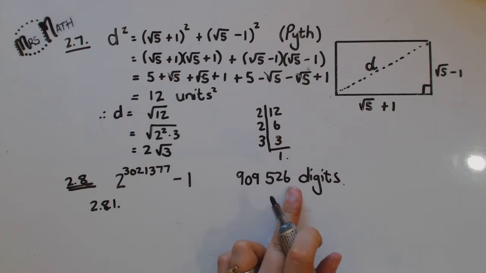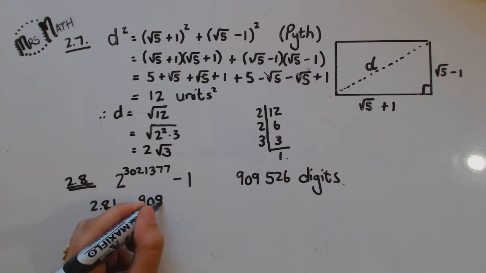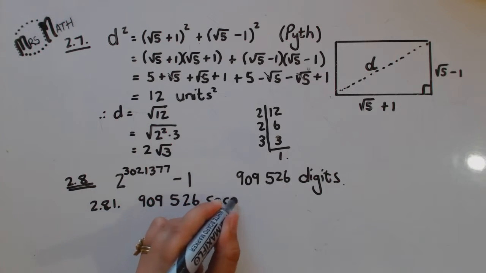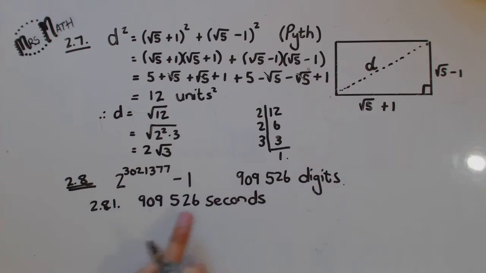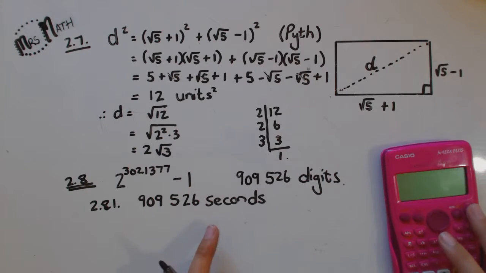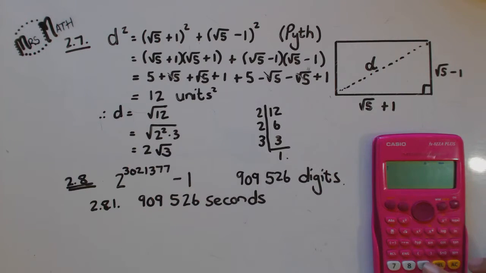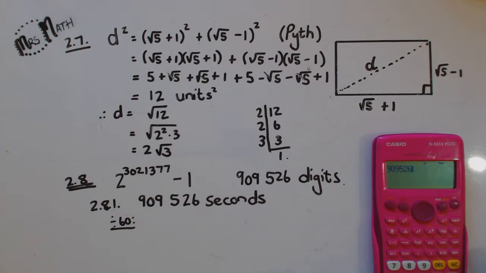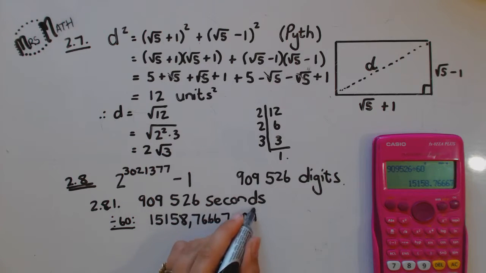Okay, so if I write out 1 digit per second, I'm going to work on 909,526 seconds basically, because this is the amount of digits I have, and if I write one of them per second, I'm going to write for 909,526 seconds. And then if I divide this by 60, I'm going to go to minutes. So divide this by 60, that is 15,158,76667 minutes.